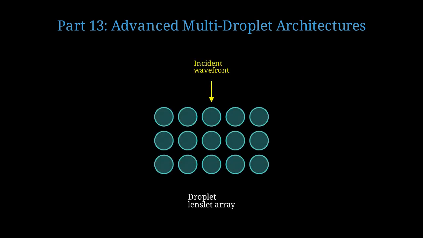Cutting-edge research explores multi-droplet systems where arrays of lenses work together to create complex optical functions. A lenslet array consists of multiple droplets arranged in a regular grid. Each droplet can be independently controlled, enabling complex wavefront shaping.